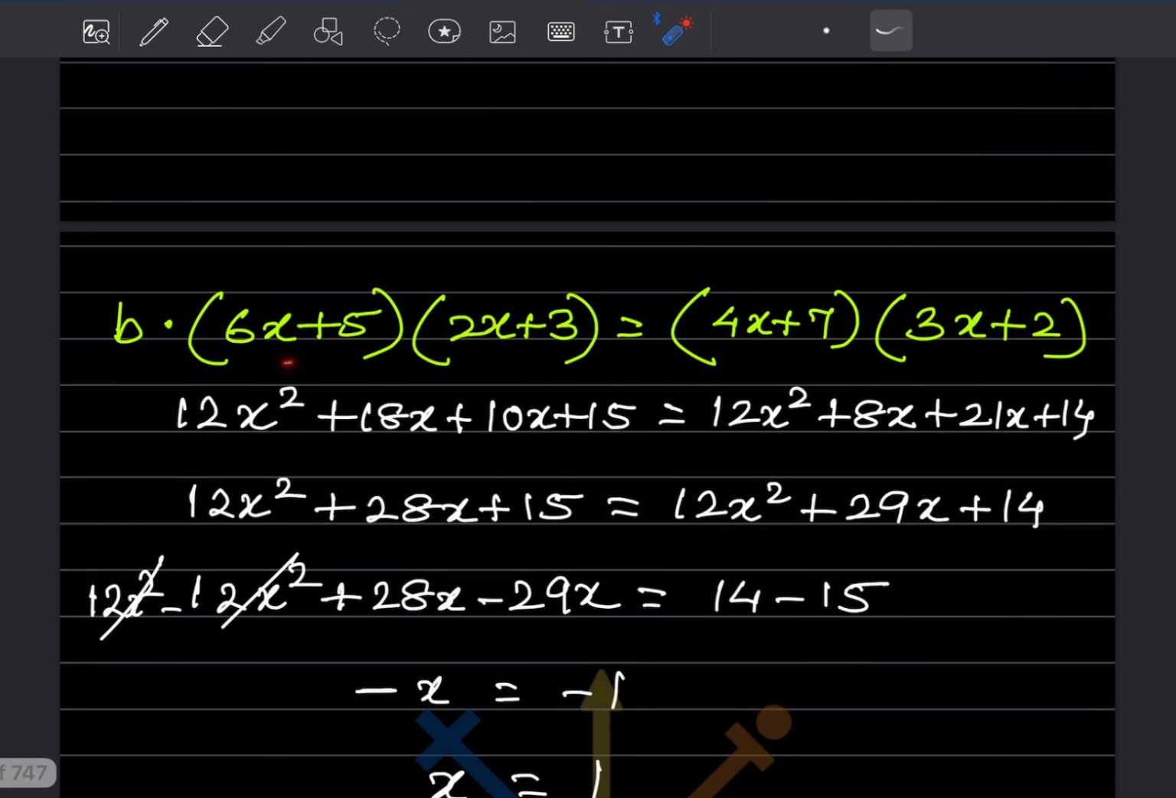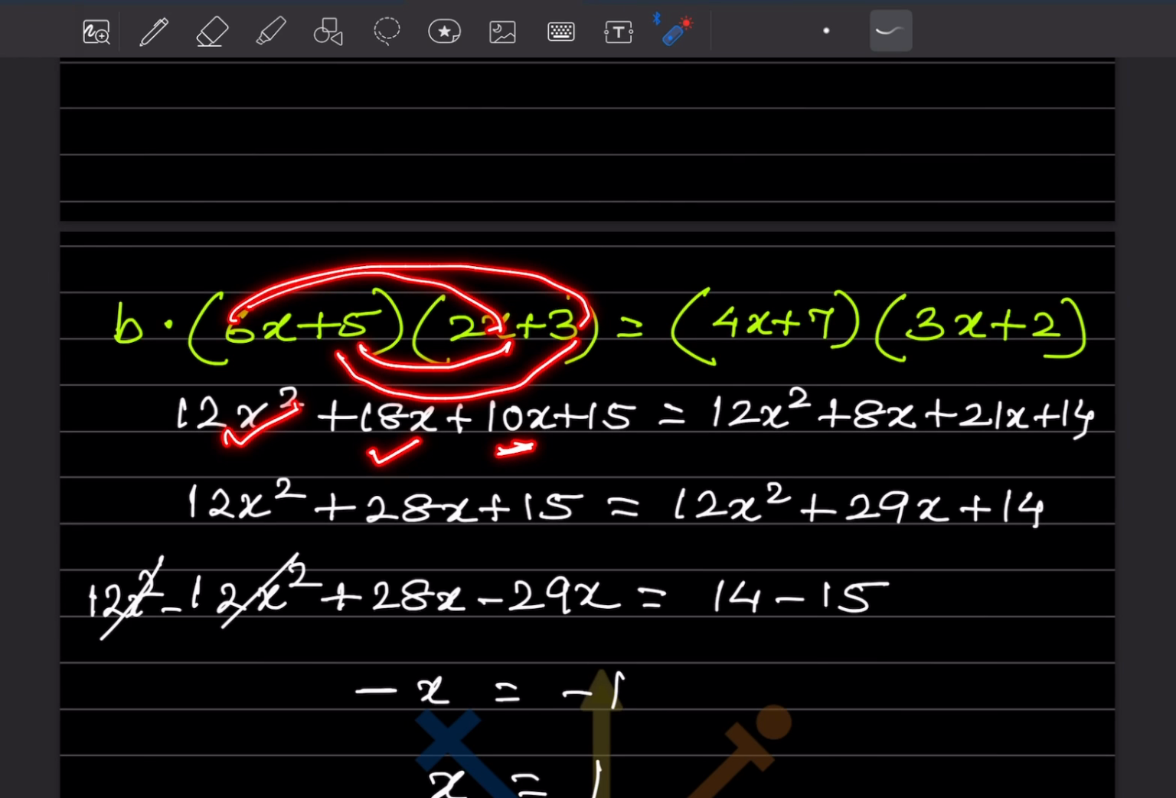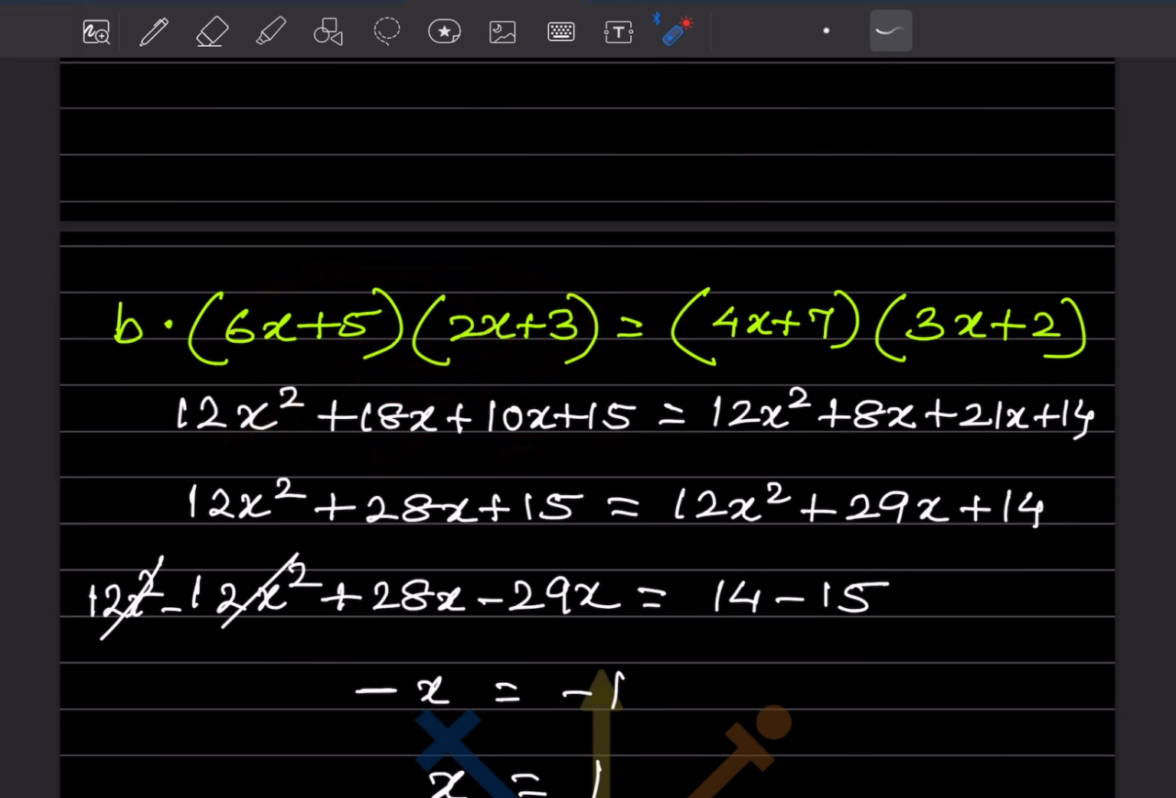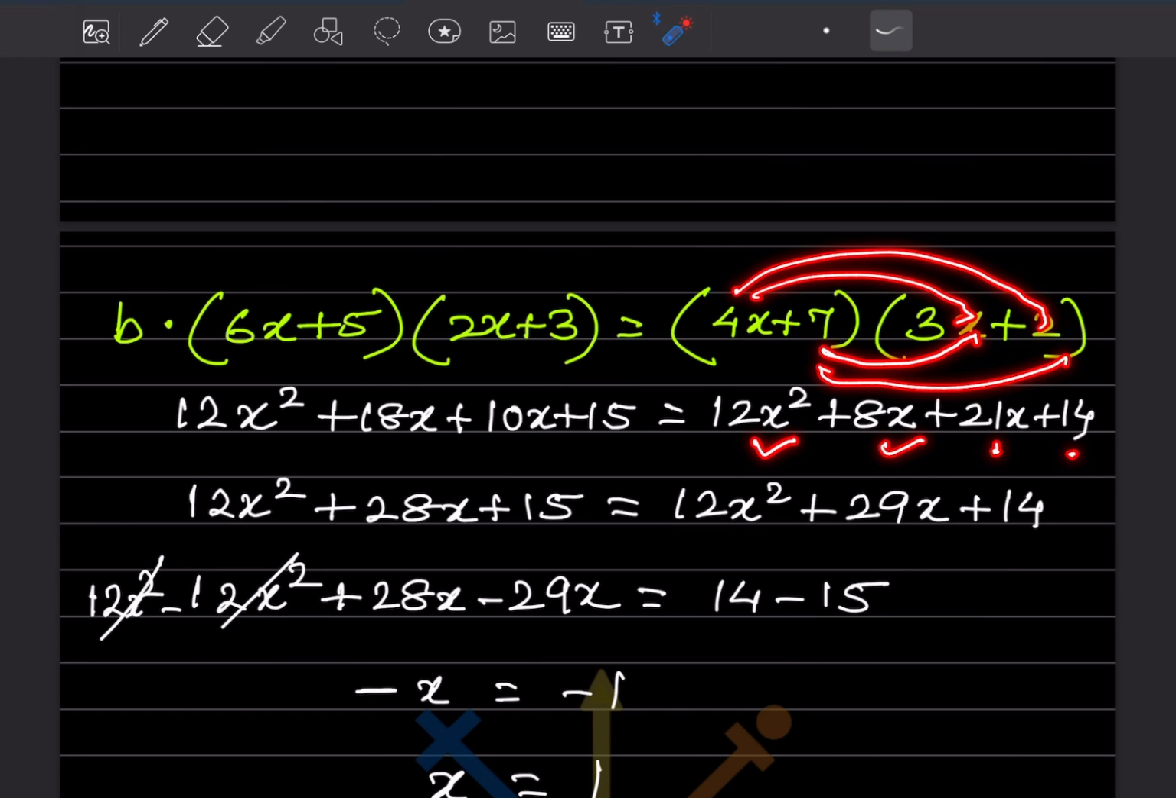Again here the same, this into this, which is going to be 12x square, this into this, which is going to be 18x, this into this, that will be 10x, and this into this, which is going to be plus 15. Again this into this, which is going to be 12x square, this into this, that is going to be plus 8x, this into this, which is going to be 21x, and this into this, which is going to be plus 14.